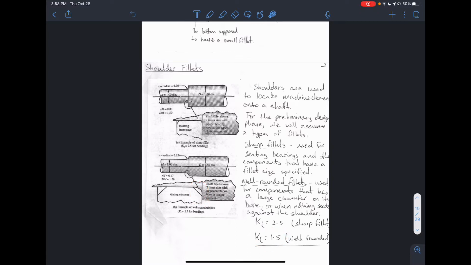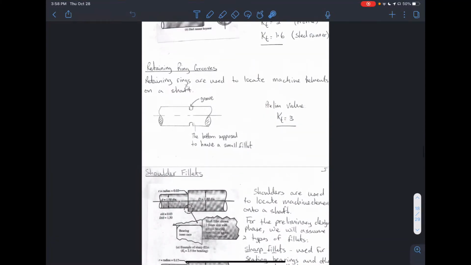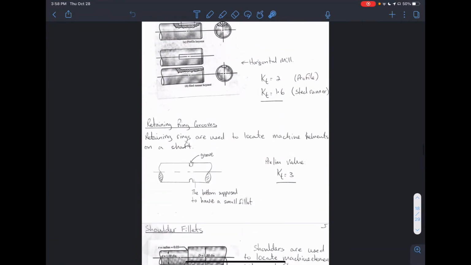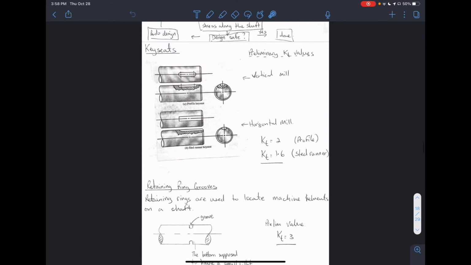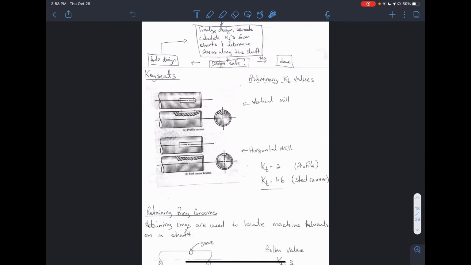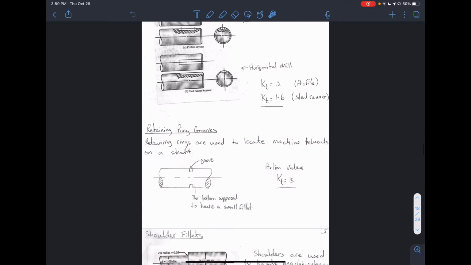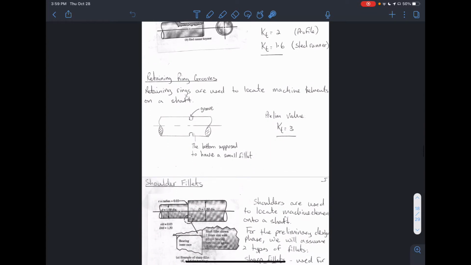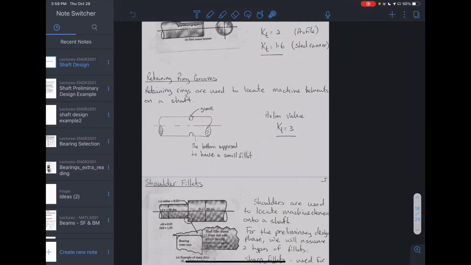Right, so we'll be applying this to different regions along the length of the shaft. You could see here, if we have a retaining ring, which we will need to hold the gears, Kt will be 3. And for key seats, the profile key seat is 2, which is what we had specified in the question. So we'll be using these Kt values in those equations to calculate the minimum diameters.